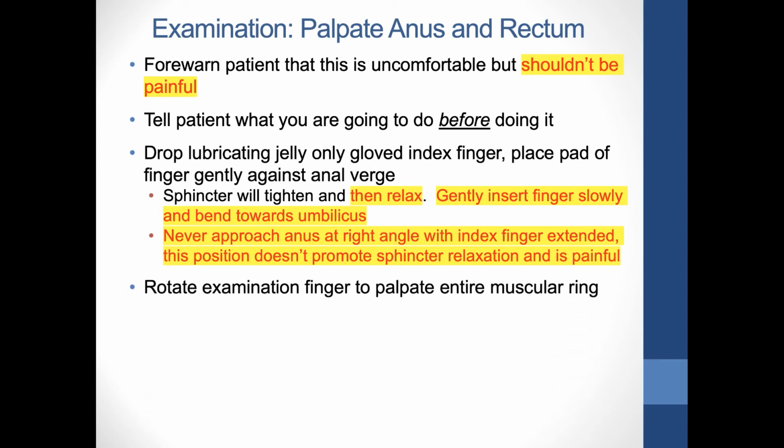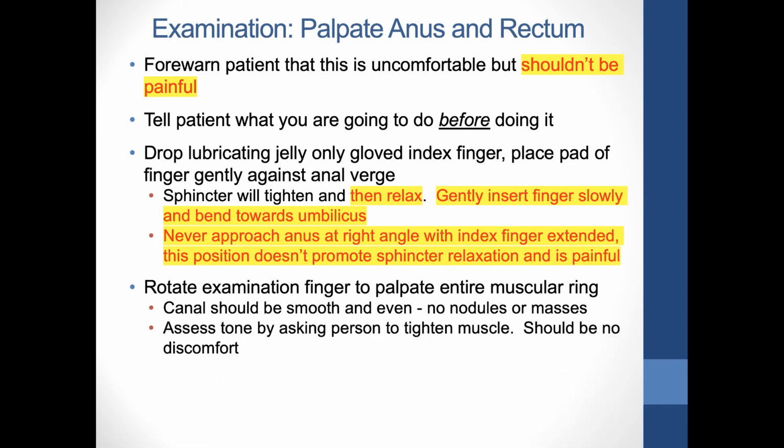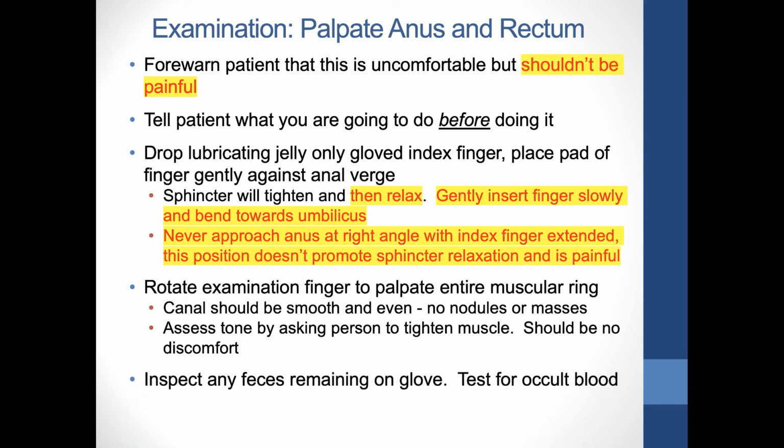We're going to rotate the examination finger to palpate the entire muscular ring. The canal should be smooth and even with no nodules or masses. We're going to assess the tone by asking the person to tighten the muscle, and there should be no discomfort. Again, this is going to be dependent on how you have your finger within there, so it is important that you don't have it straight. We're going to inspect any feces remaining on the glove when we remove our finger and test for occult blood.